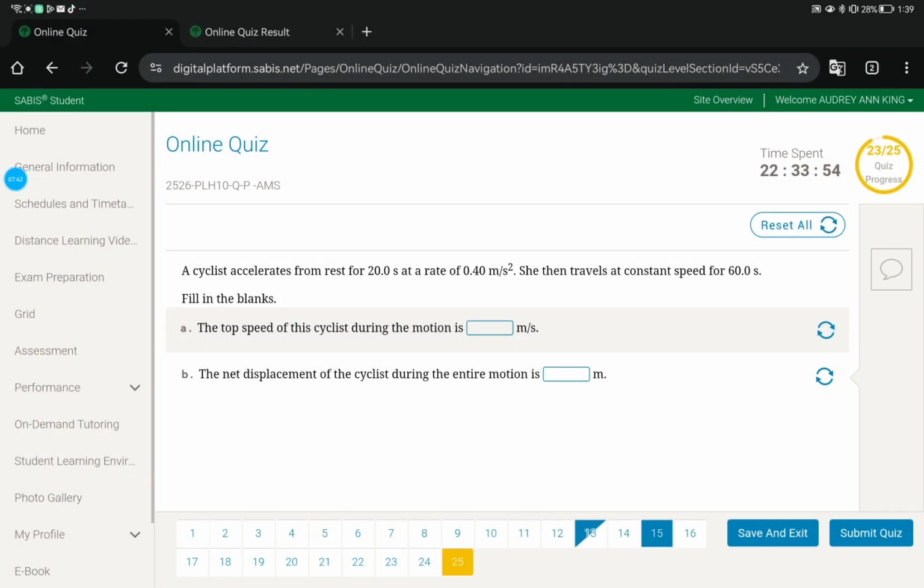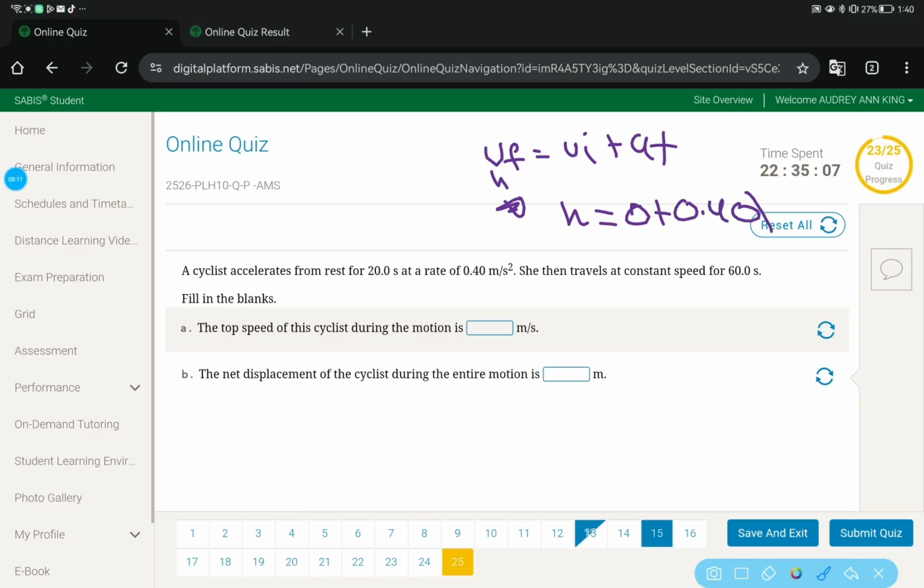She travels at a constant speed for 60 seconds. The top speed of the cyclist during the motion is blank meters per second. To calculate the top speed, we're going to use the formula velocity final equals initial velocity plus a times t. Replacing it, I'm going to call this one H. So H equals 0 plus 0.40 times 20, and you get 8.